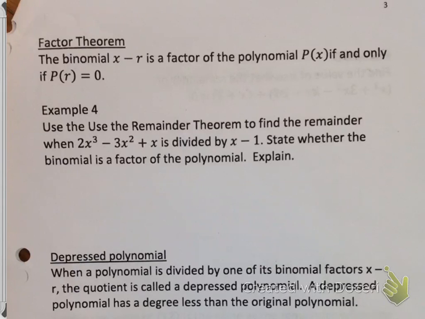This is the rest of lesson 4.3, and I'm at the factor theorem, and it says the binomial x minus r, being the root, is a factor of the polynomial p of x if and only if p of r is equal to 0.